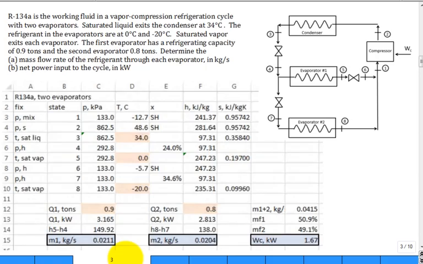Well, here is the solution. So we found that the mass flow rate's a number, the mass flow rate's a number. Then I calculate the mass fractions. And for these numbers, I played with them a little bit such that they're about 50-50. That's close enough to a 50-50 split. If I would have changed the tonnage in one of the evaporators, that would change the mass flow rate and the mass fractions. Anyway, the final answer is 1.67 kilowatts of power for part B is supplied to the compressor.